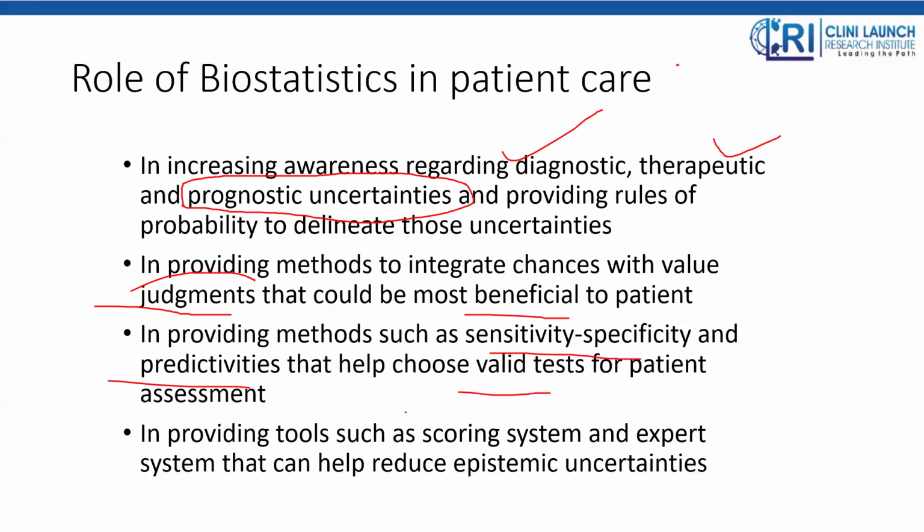So it gives us tools such as scoring systems, and it's an expert system to reduce epistemic uncertainties. Epistemic means something that has a lot of uncertainties since the beginning of the trial. A lot of problems are there in the research and a lot of uncertainties are there right from the beginning. So it gives us a scoring methodology like the t-test and critical values test to understand whether we should really accept a theory or not.